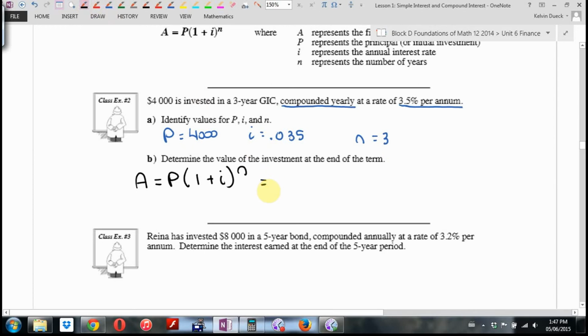after 3 years, and I want all of you to try typing this on your calculator so you know how your calculator works. I tend to add the 1 to the decimal in my head. I know that 1 plus 0.035 is just 1.035, and it's going to be to the third power. So make sure you know where your exponent button is. Try this on your graphing calculator.